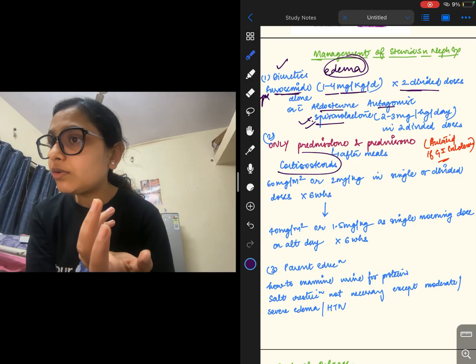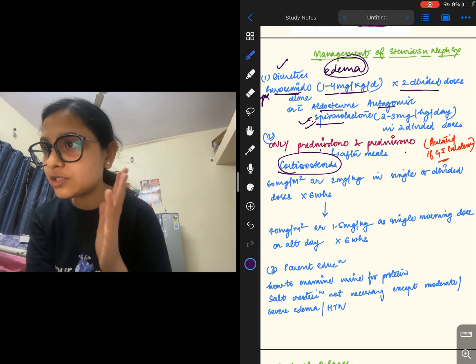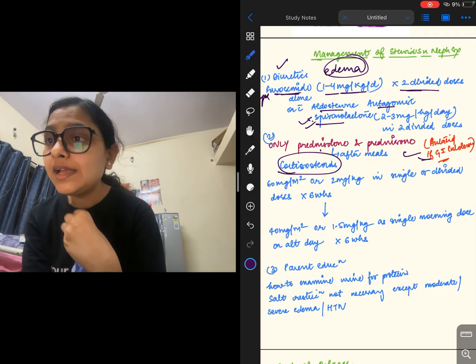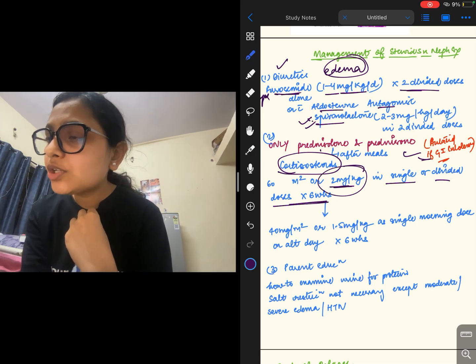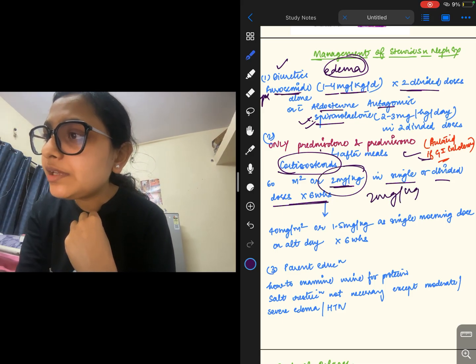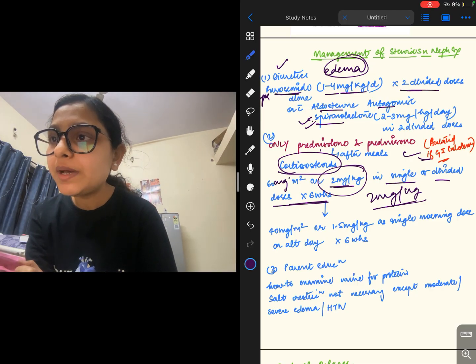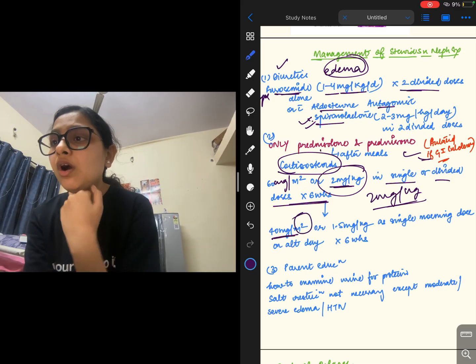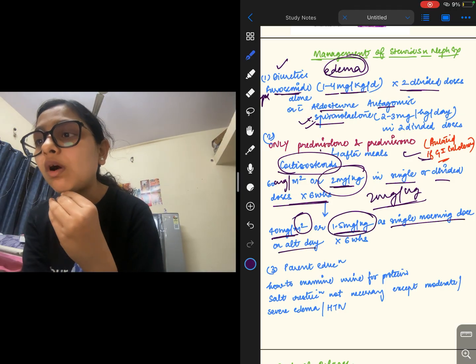Then second, the main treatment, corticosteroids: only prednisolone and prednisone. No need of deflazacort and all those things. Only these two work. They should be given after meals, and if you suspect GI intolerance, you can go for antacids. You should give them at 60 mg per meter square or 2 mg per kg in single or divided doses for 6 weeks, followed by 40 mg per meter square, in terms of body surface area, or you can give 1.5 mg per kg, in terms of body weight, as a single morning dose on alternate days for 6 weeks.